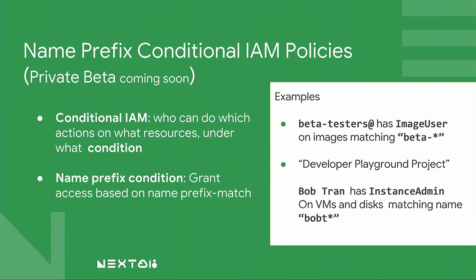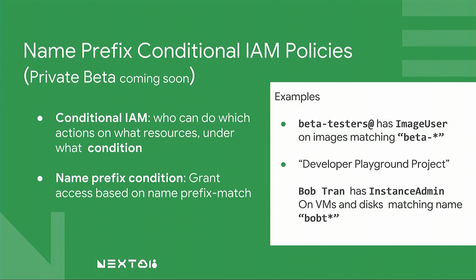So let's backtrack a little bit to talk about what conditional IAM is first. As I mentioned earlier, IAM allows you to define who can do what on what resources, right? And now conditional IAM gives you additional power, which is adding a condition to the IAM access. So we wouldn't grant access unless the condition is also met.